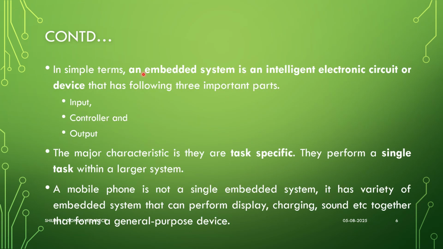In simple terms, an embedded system is an intelligent electronic circuit or device that has the following three parts: input, controller, and output. And the major characteristic is that they are task specific and they perform a single task within a larger system. A mobile phone is not a single embedded system. It has a variety of embedded systems that can perform display, charging, sound, etc. Together, they can form a general purpose device.